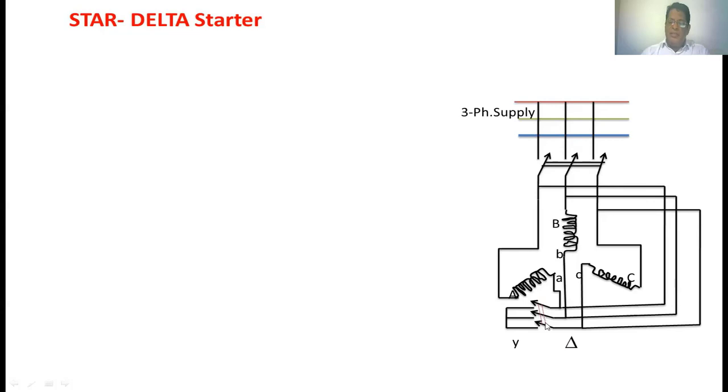Again, this is the TPS switch. The second side of the TPS switch is short circuited. Again, this side of the TPS switch is connected to the A phase, B phase and C phase respectively. So this is the electrical wiring diagram for the star delta.